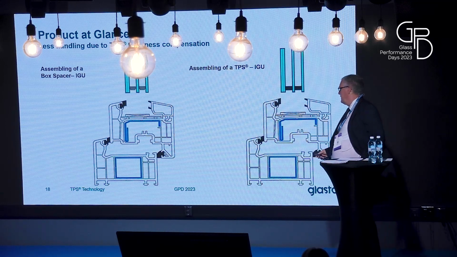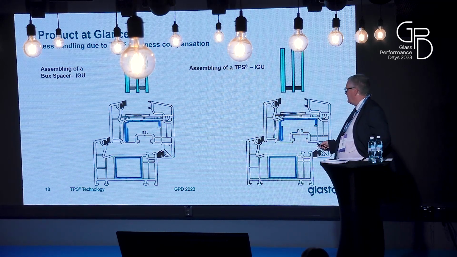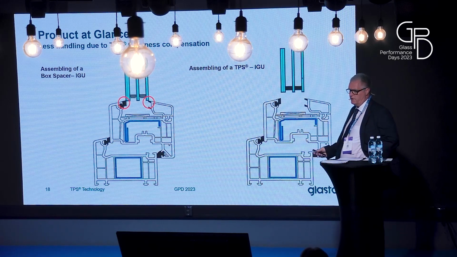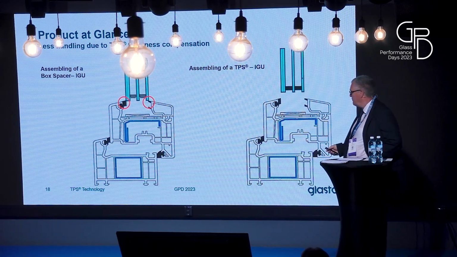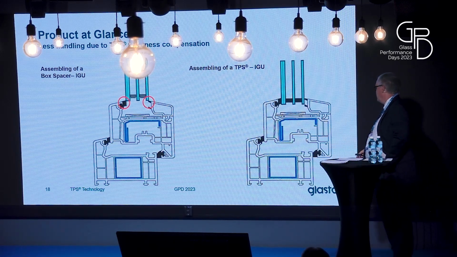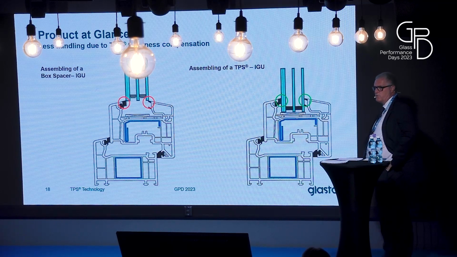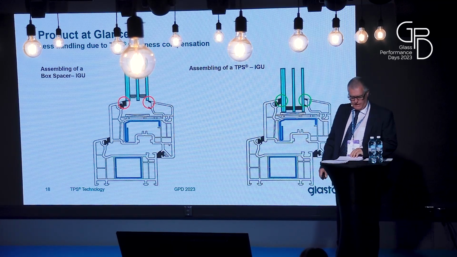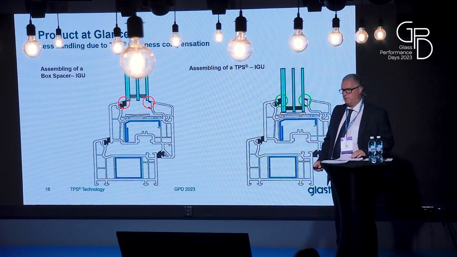This you can clearly see here. If you have not controlled this, then you have a blocking situation here and the IG unit cannot be installed in the window frame. With TPS, the tolerance can be compensated by adjusting the TPS application, and this goes smoothly in the window frame. And by the way, this is only possible with TPS.